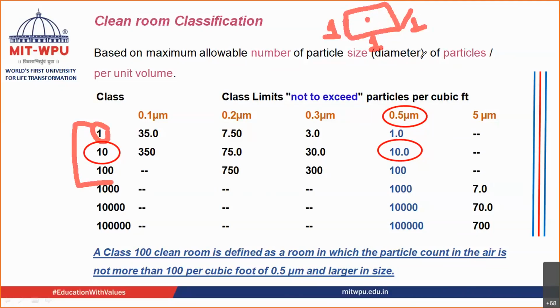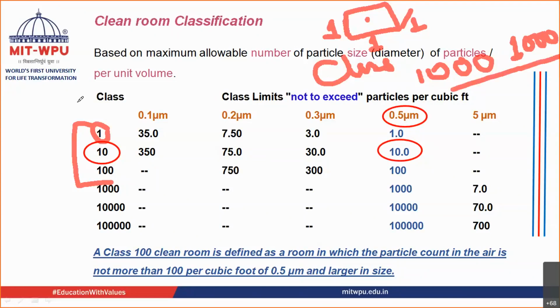So if you have an area of, say, 1000 cubic feet, then your class 1 is going to have only 1000 particles. In that whole area of the clean room, you are going to have only 1000 particles. This is known as the class 1 area, and the particle size is 0.5 micron. Of this particle size, only 1 is present in 1 cubic foot.